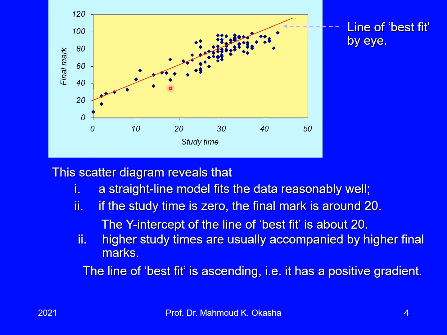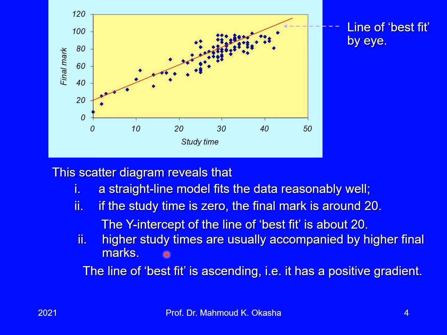The straight line does not pass through the origin, so if x is 0, y is not necessarily 0. If the study time is 0, then the final mark is around 20. The y-intercept of the line of best fit is about 20.